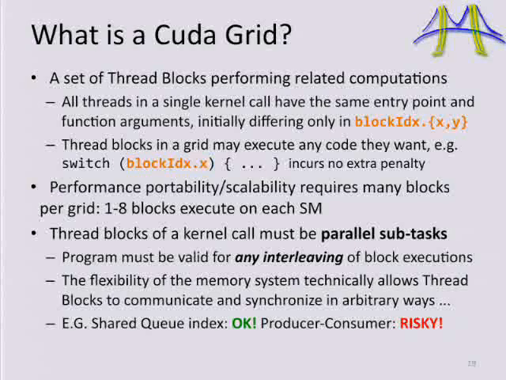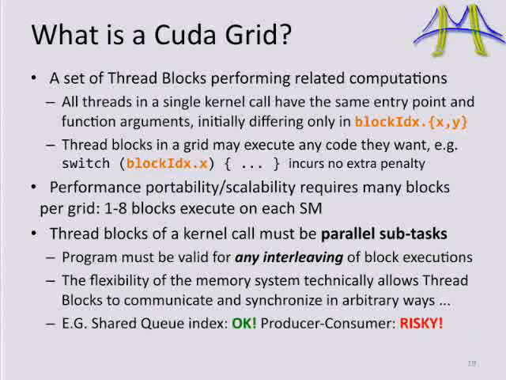It's a good idea to try to have many thread blocks per grid, so that a grid occupies the entire GPU. 1 to 8 thread blocks execute on each of those streaming multiprocessors, depending on their resource usage, essentially. And I'll talk about that again later.